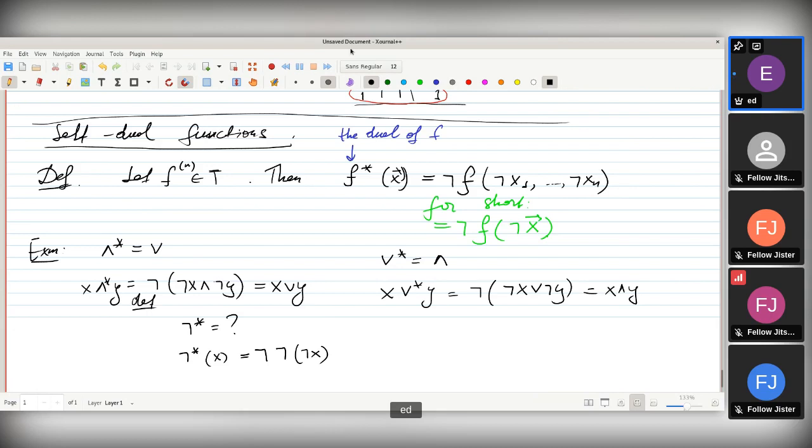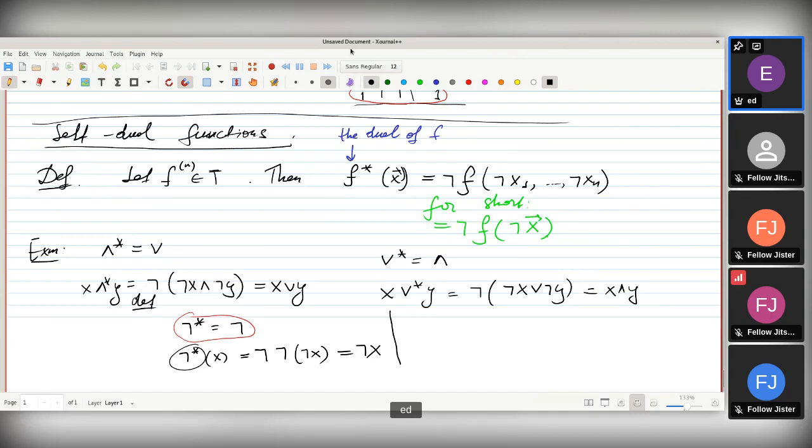But what is the triple negation? Not. What is it? Not. So we see that this function just equals its dual. The negation function just equals its dual.